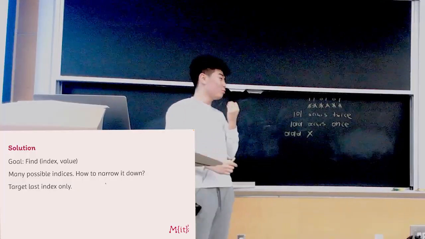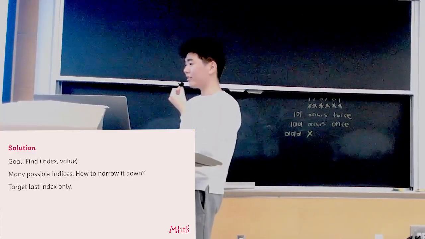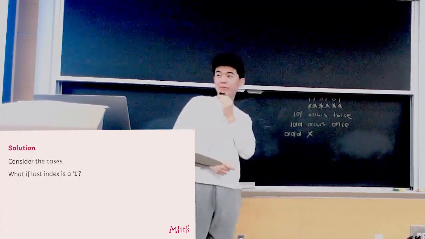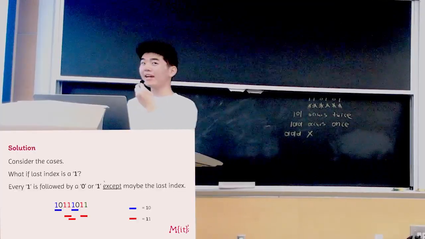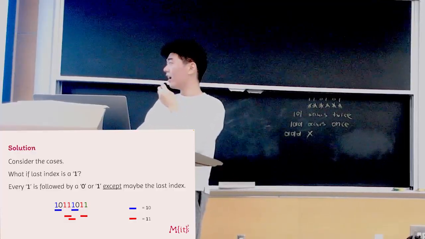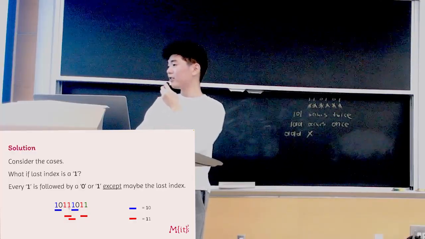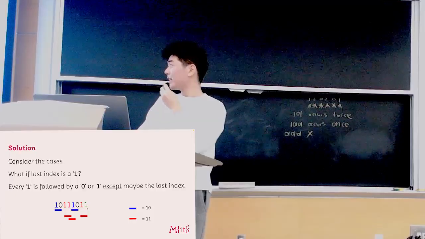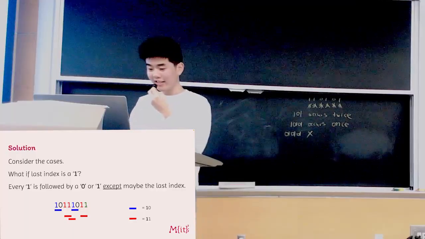Now that we know what our index is going to be, let's figure out the cases for each of the value cases. So what if the last index is a 1? The main and pretty clever observation for this problem is that every single 1 in the string will be followed by either a 0 or a 1, except for the last index. Here you can see that the first 1 is followed by a 0, the second 1 by a 1, the third 1 by another 1, the fourth 1 by a 0, and the fifth 1 by a 1. Except the last index, if it's a 1, is not followed by a 0 or a 1.